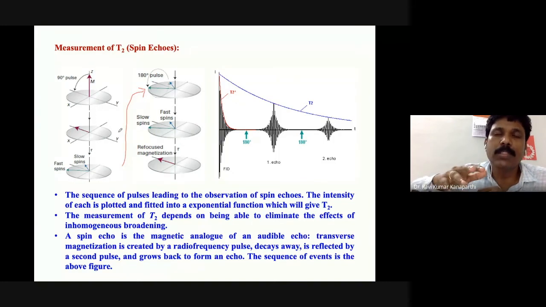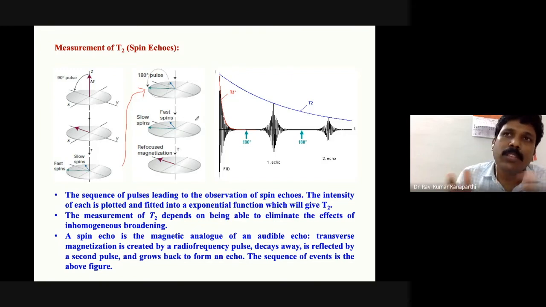So the ones which are moving very fast will come back. Okay, they will be precessing at a slower rate, whereas the ones which are precessing at a faster rate will slow their precessional frequency. So this is exactly what happens here. Now what you do is, just after applying the second pulse, that is the 180-degree pulse, you just wait and see in the receiving coil.